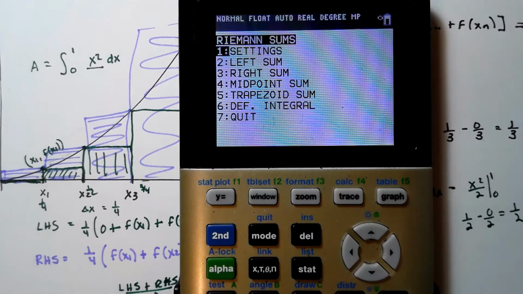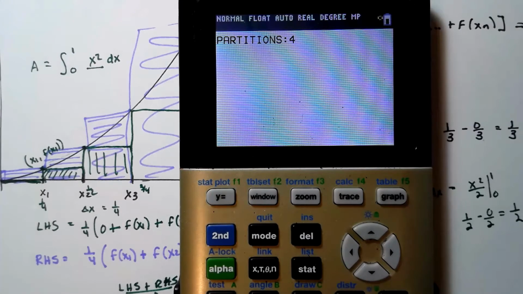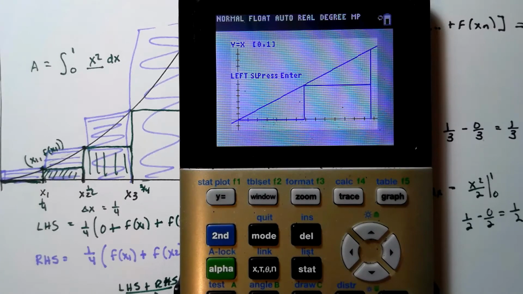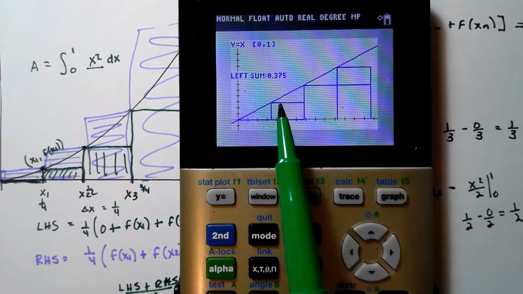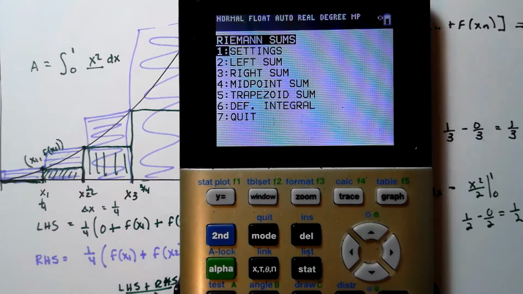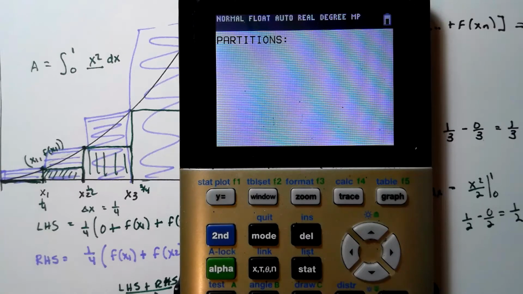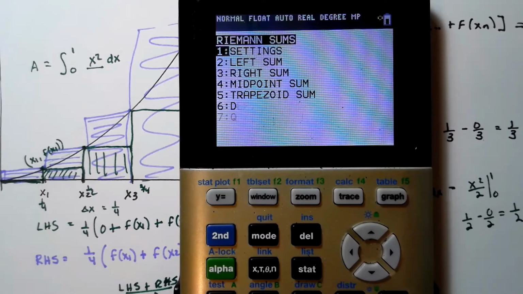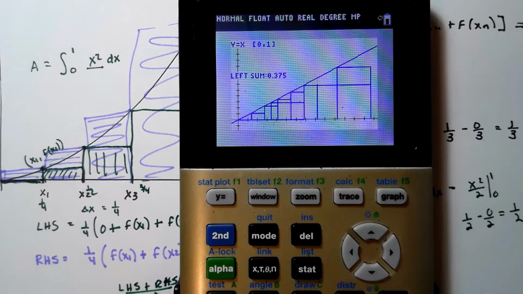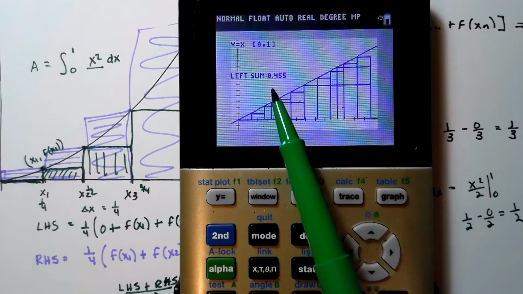If I change the number of partitions to, say, 4, with 2 subdivisions still on a left-hand sum, it gets a little bit better, right? 0.375. And if I change the number of partitions again, let's say 10 partitions. Okay, and again, I'm going to do a left-hand sum. What it does is it subdivides from 0 to 1 into 10 equal subintervals. And notice I'm getting 0.455.